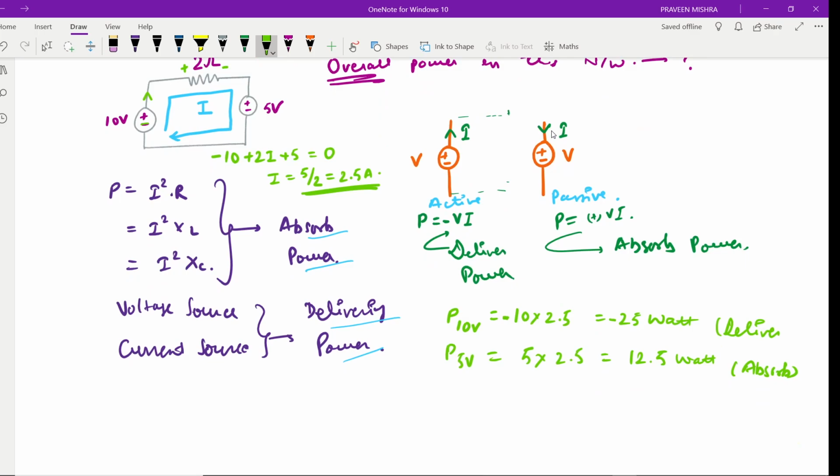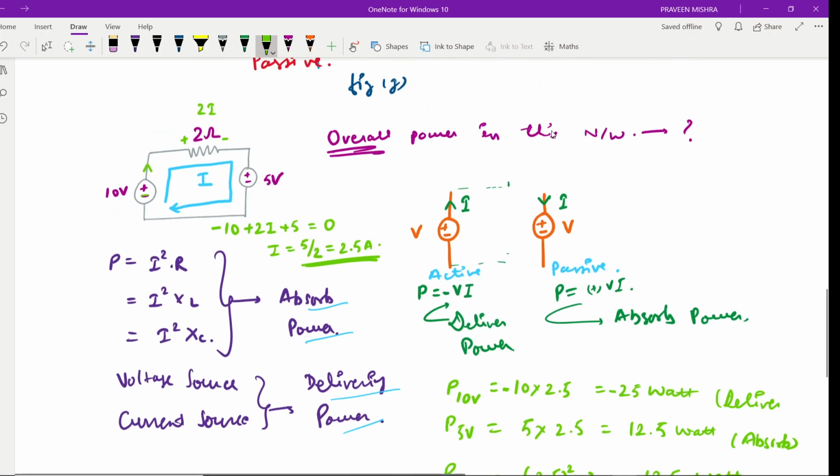And here also, the same thing: current is entering at the positive terminal of it. So for the 2 ohm resistance, the power will be I square into R. The current is 2.5 and R is 2, so again it will be 12.5 watt. It will absorb the power. And what is our objective?